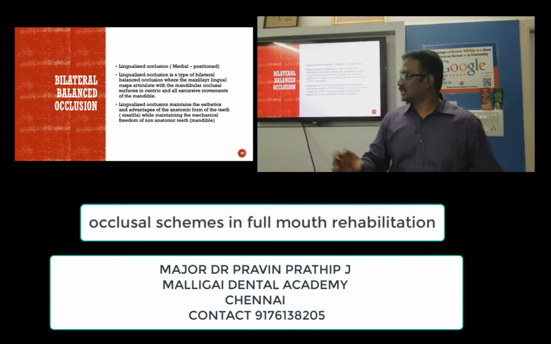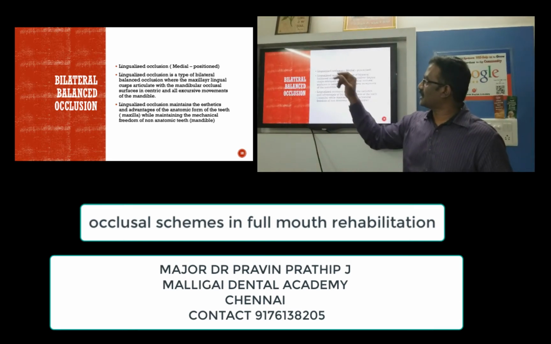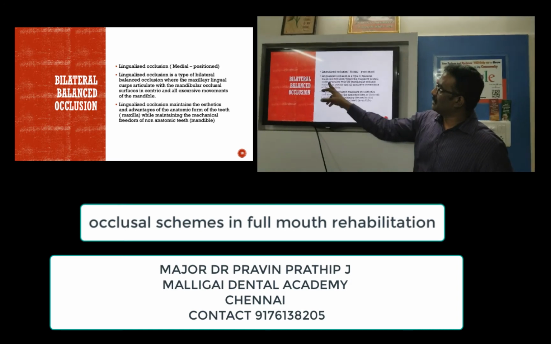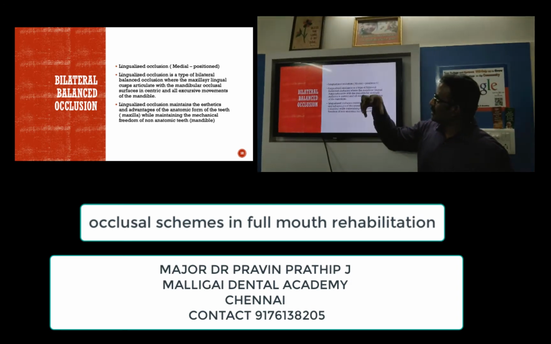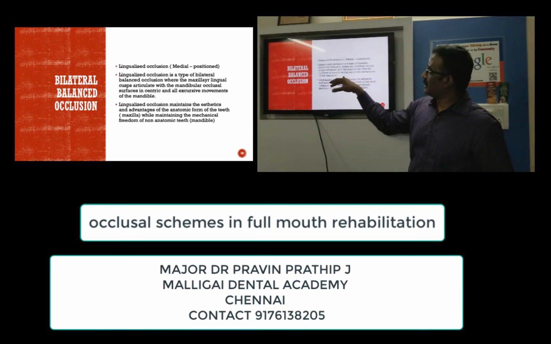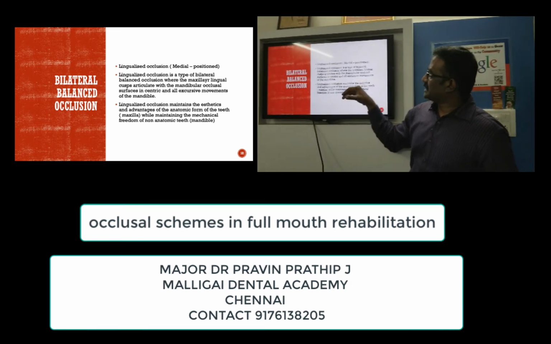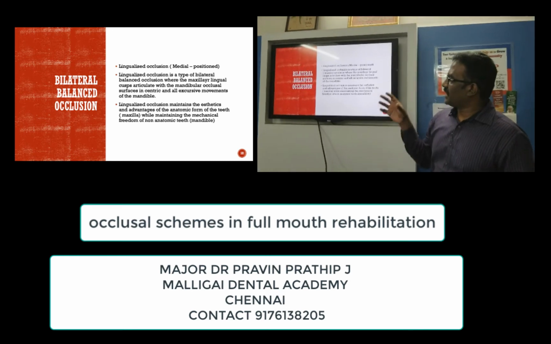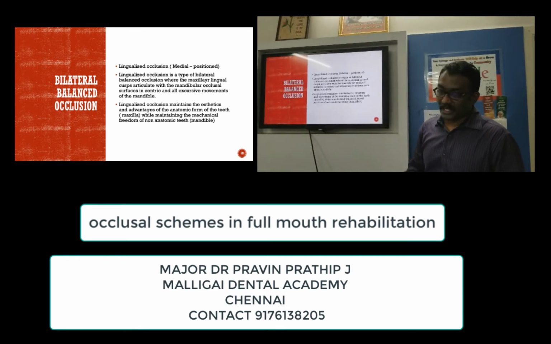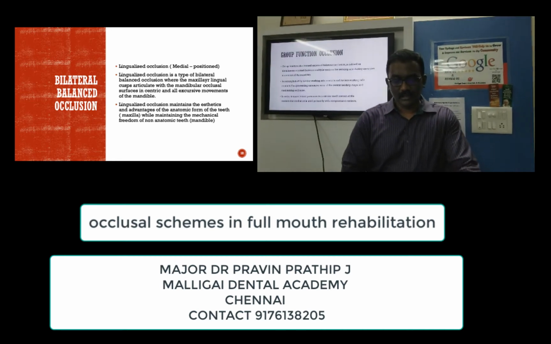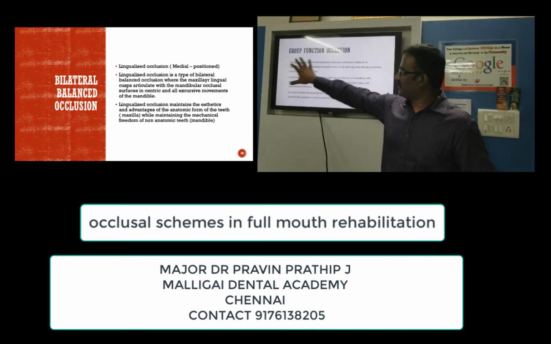In bilateral balanced occlusion, we have this lingualized occlusion, where it is a type of balanced occlusion where the maxillary lingual cusp articulate with the mandibular occlusal surfaces in centric and in all excursive movements of the mandible. Lingualized occlusion maintains the aesthetics and advantages of the anatomic form of the tooth while maintaining the mechanical freedom of non-anatomic tooth. So the second occlusion situation is group function.